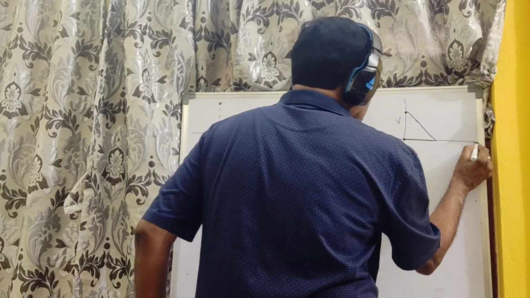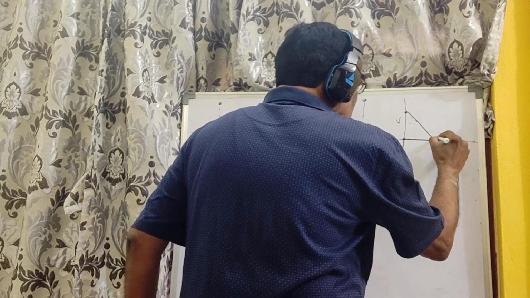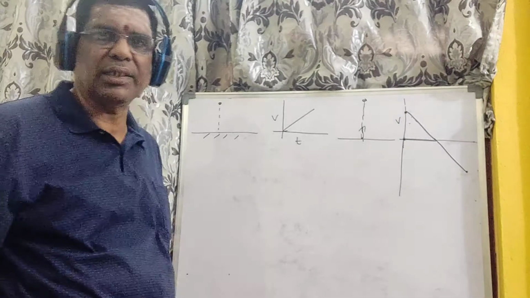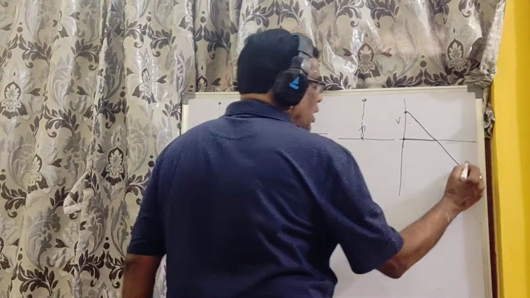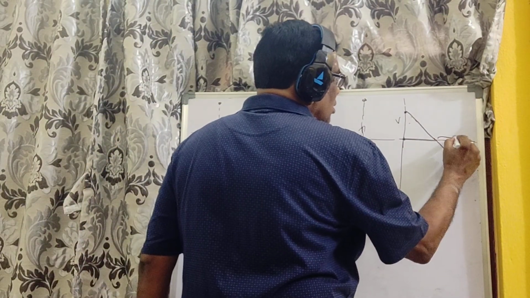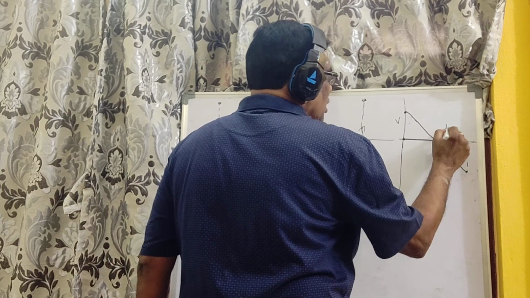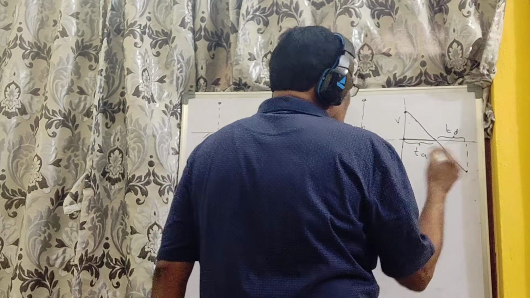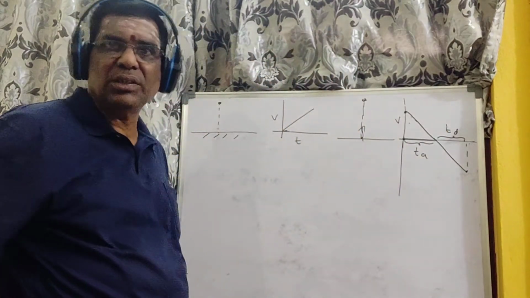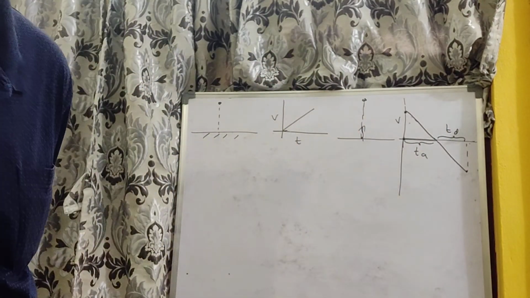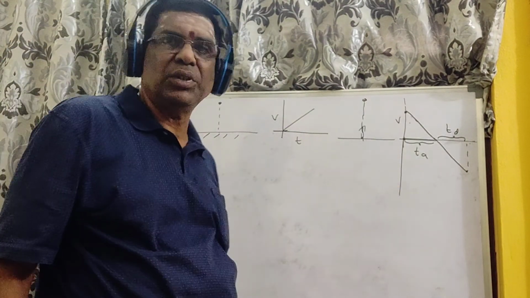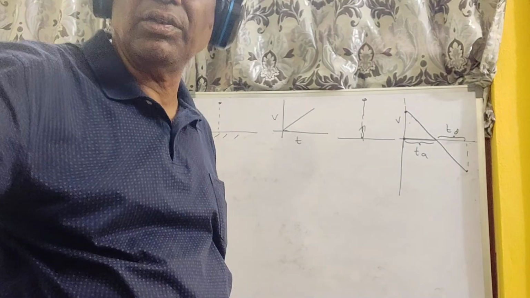How to draw the correct graph? I will tell you. You extend this, that will give you the correct graph. Okay? Now, this is the time of descent. This is the time of ascent. And the total is what is known as time of flight. I think I'll put a stop to this here and we'll continue in our next lecture.